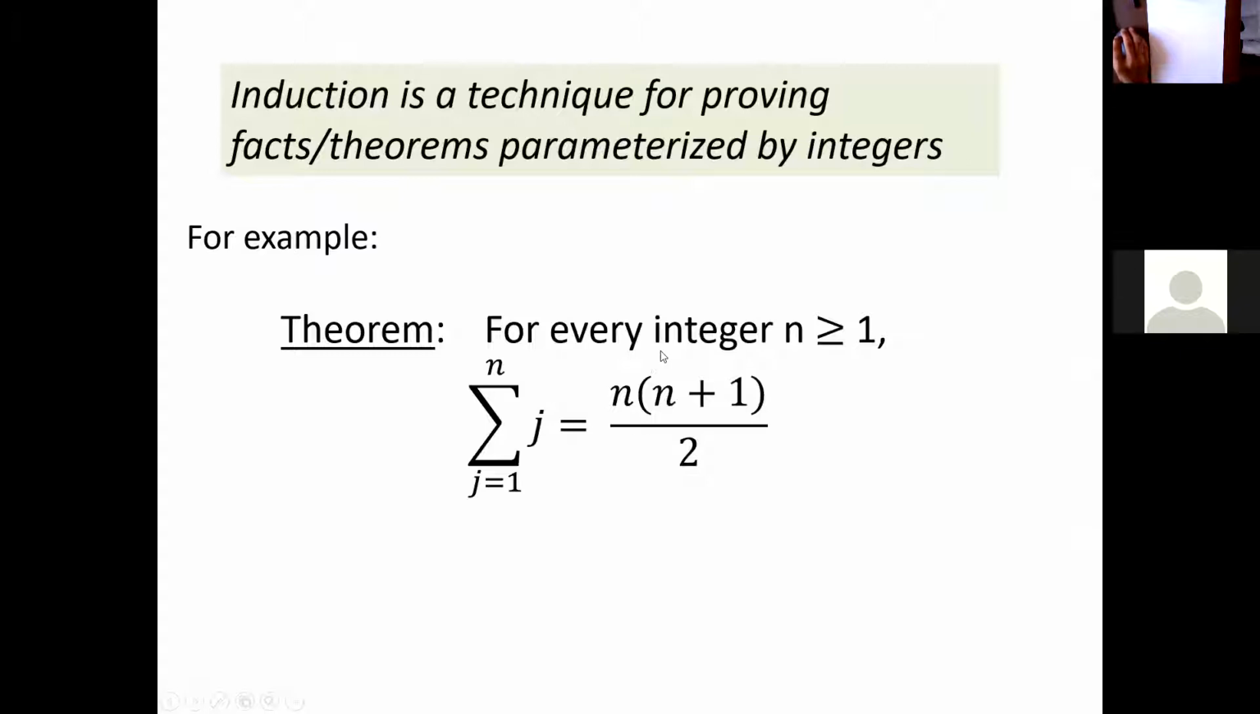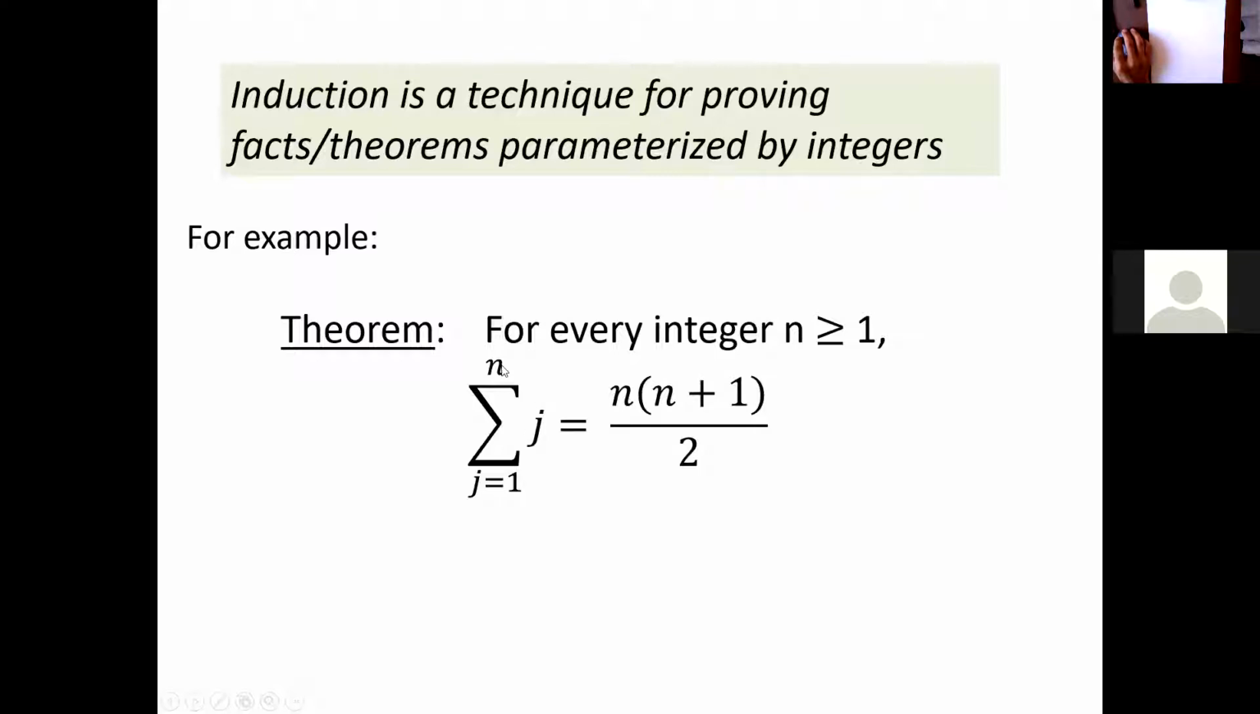So here is an example of what we mean by theorem parameterized by integers. Here is a theorem that says that for every integer at least one, the following statement is true. And notice that this is a statement about this integer n. The statement says that two things are equal. The right-hand side is a numerical expression that can be evaluated given n. It's n times n plus 1 over 2. And the left-hand side of this equation is also a numerical expression that can be evaluated given n, because it's a summation of j going from 1 to n. So it's basically 1 plus 2 plus 3 plus 4 plus ... plus n.